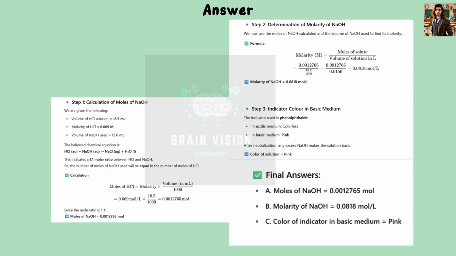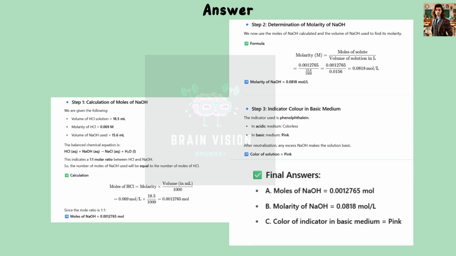Calculation. Moles of HCl equal molarity times volume over 1000, equals 0.069 mole per L times 18.50 over 1000, equals 0.01275 mole. Since the mole ratio is 1-to-1, moles of NaOH equals 0.01275 moles. Step 2. Determination of molarity of NaOH.